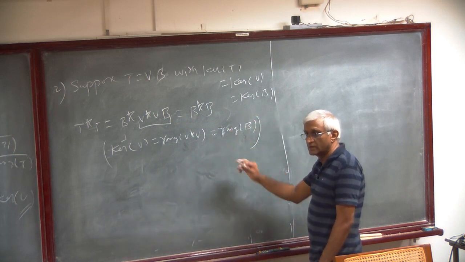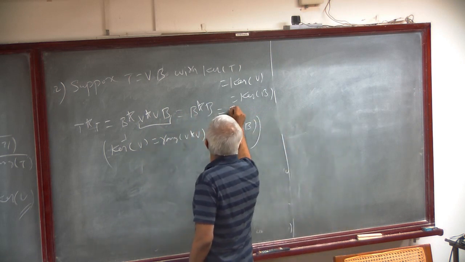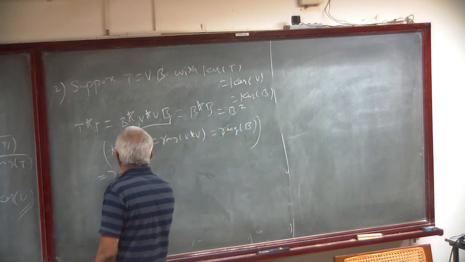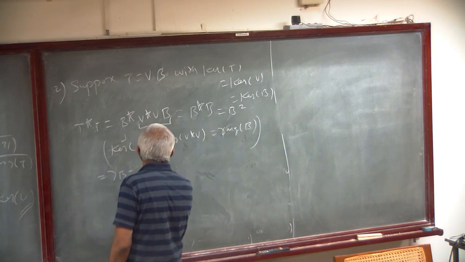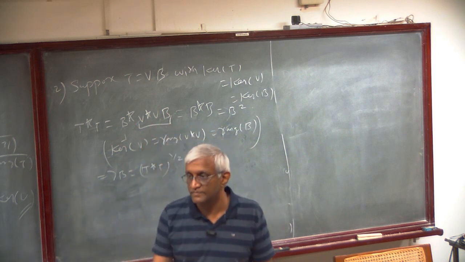B is self-adjoint. So this implies B star B, that is equal to B square, of course. B is self-adjoint. So this implies B is equal to T star T to the power half. So that we have proved.